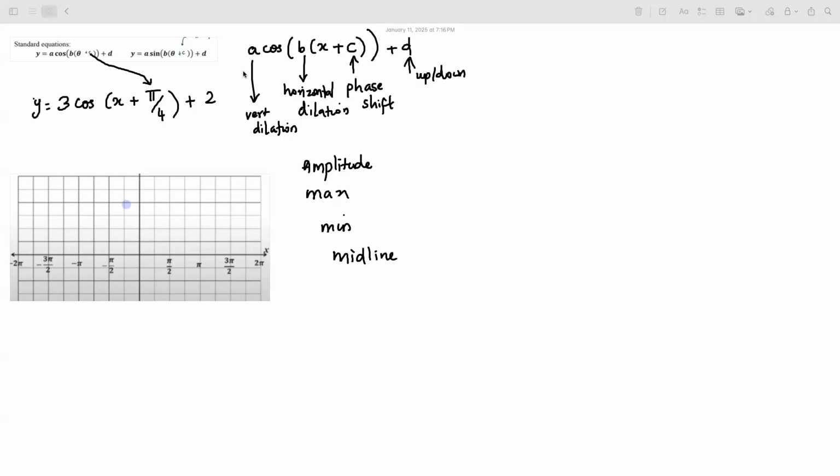Now let's go ahead and try this one. Let's try graphing whatever function is given. So what is the amplitude? What is the midline? What is the max value? All that stuff. Let's go ahead and try that. What is the amplitude?